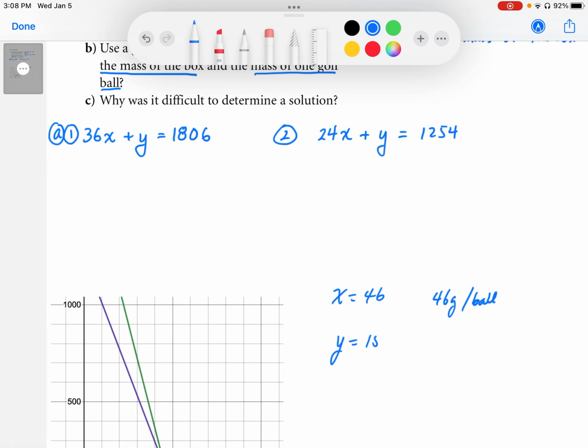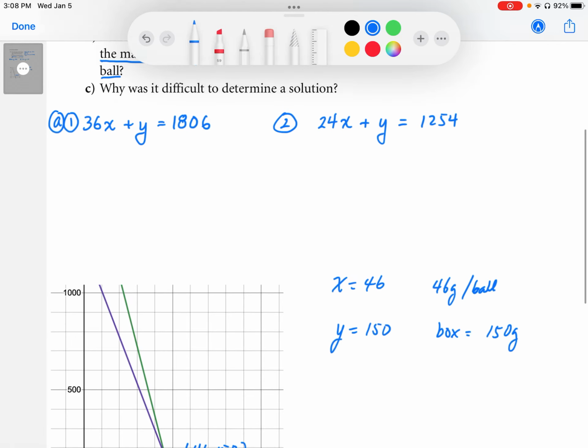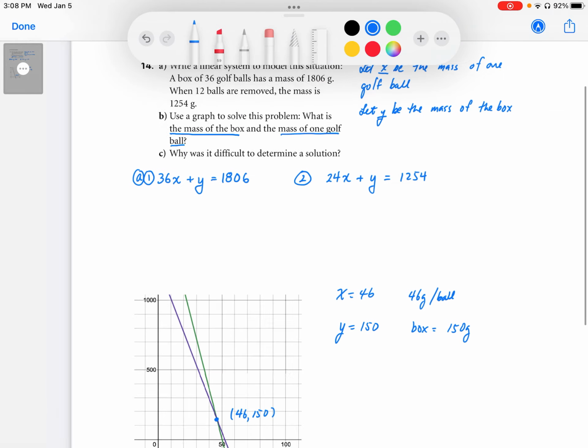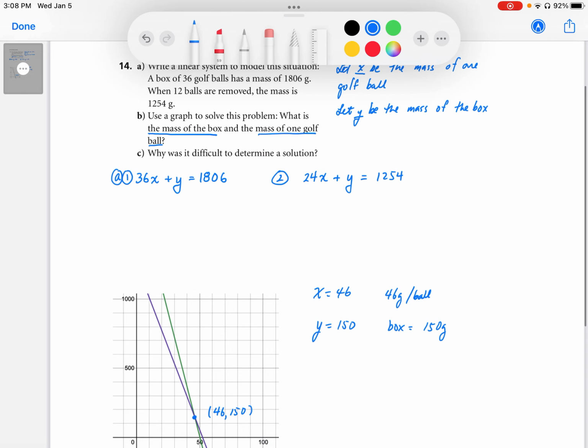Y equals 150, and so the mass of the box is equal to 150 grams. There are different ways you can do this. We could have done an XY graph where the mass per golf ball is the slope and the weight of the box is the y-intercept. We could have solved it that way as well, but this way we've done it as a system of equations.